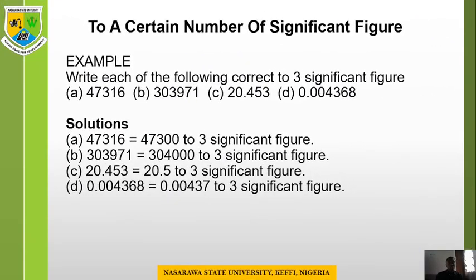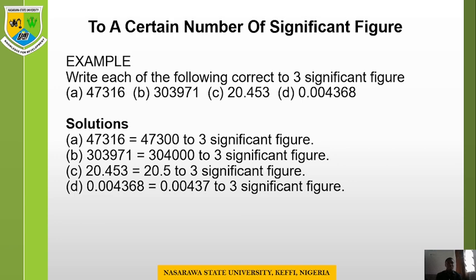Alright, the next one is to a certain number of significant figures. Example: write each of the following correct to 3 significant figures. Let me explain something about significant figures. Significant figures are non-zero digits. 1, 2, 3, 4, 5, 6, 7, 8, 9 are significant figures. But 0 is not a significant figure. 0 is a significant figure only if it is in between two non-zero digits.